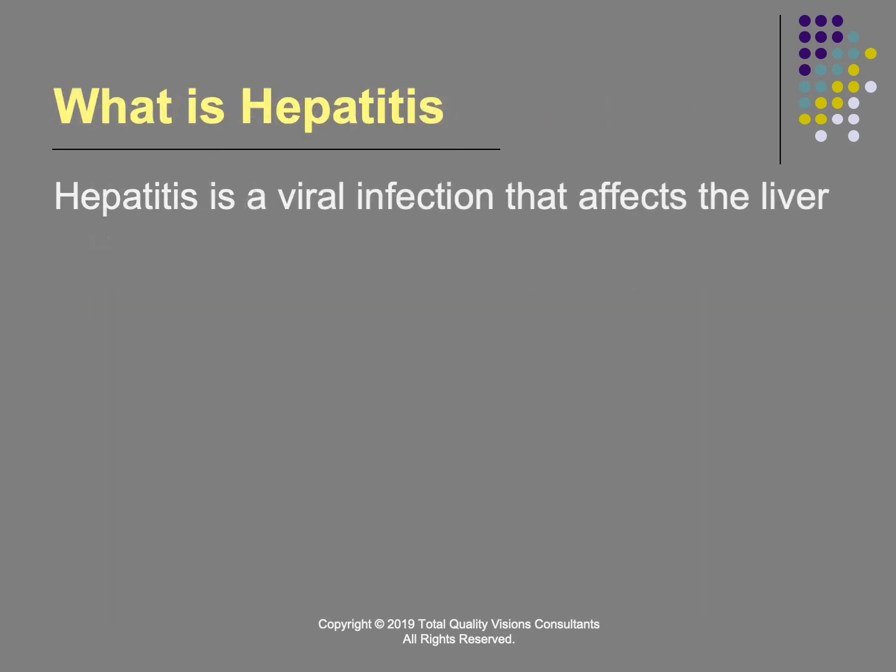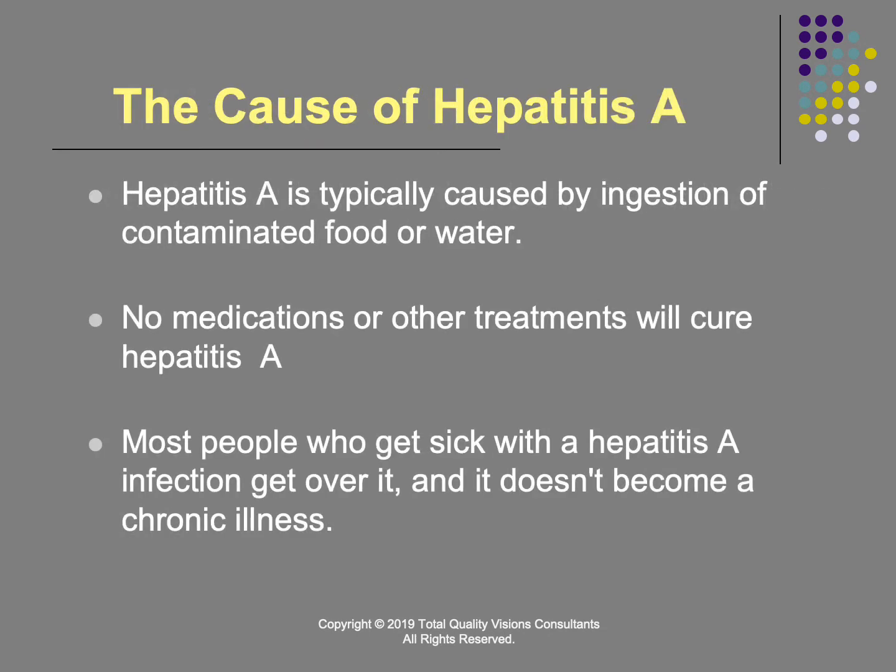Hepatitis is a viral infection that affects the liver. Hepatitis A is usually caused by the ingestion of contaminated food or water. No medications or other treatments will cure hepatitis A. Most people who get sick with hepatitis A get over it and it does not become a chronic illness.